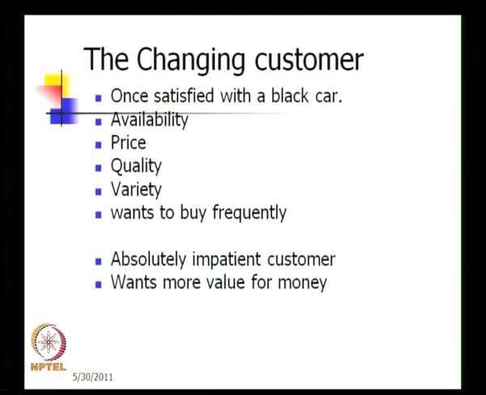Today the customer does not pay, or is not required to pay, for transporting the product between the shop and the house. Earlier we used to do that. Earlier the customer was patient and was even willing to wait for a day or two for the product to be delivered, but today we do not have that.